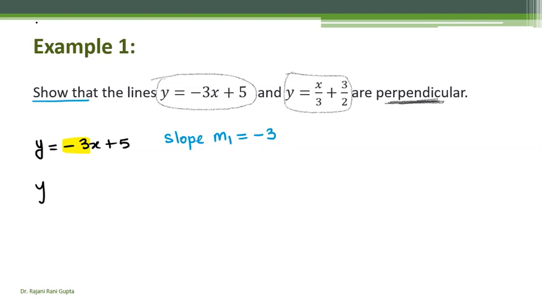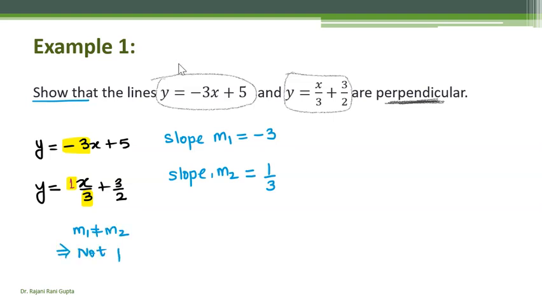Second, let's check the second line. It is x over 3 plus 3 over 2. Let's denote its slope by m2. It is the coefficient of x. So it is x divided by 3. There is no number written here, so that's understood as 1. So the slope here becomes 1 over 3. Clearly, the slopes are not the same. When the slopes are not the same, we know it's not parallel.